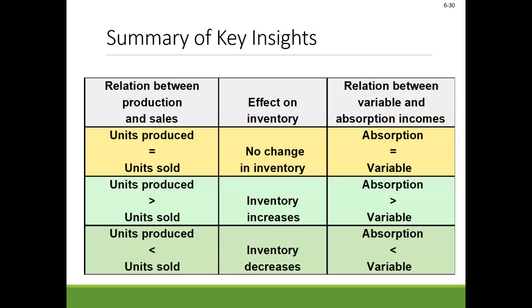If the units produced are the same as the units sold, nothing's going to change. The variable costing versus the absorption costing isn't going to matter. If the units produced are greater than the units sold, then the absorption income is going to be greater than the variable income. But if units produced are less than the units sold, which was that example in year 2, then absorption costing is going to be less than our variable costing. Okay?